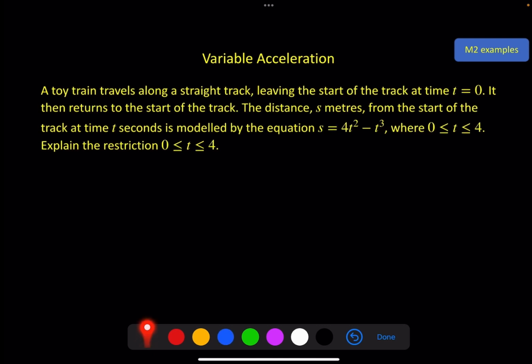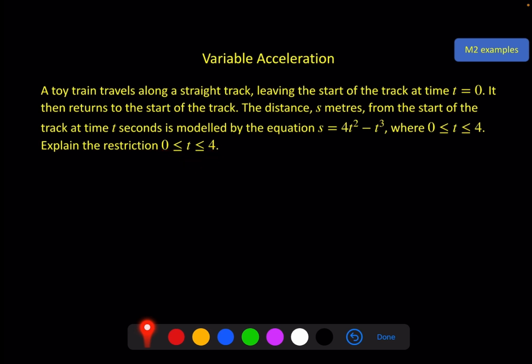A toy train travels along a straight track, leaving the start of the track at time t equals 0. It then returns to the start of the track. The distance, not displacement, s meters from the start of the track at time t seconds is modelled by the equation this, where t is between 0 and 4. Now the question is simply: explain the restriction for the time to be between 0 and 4.